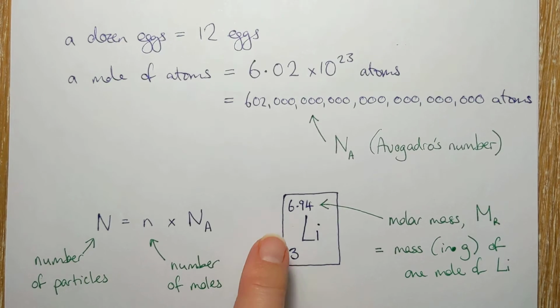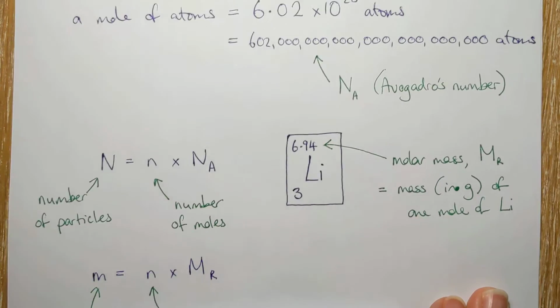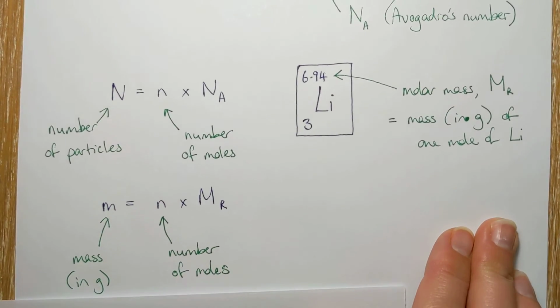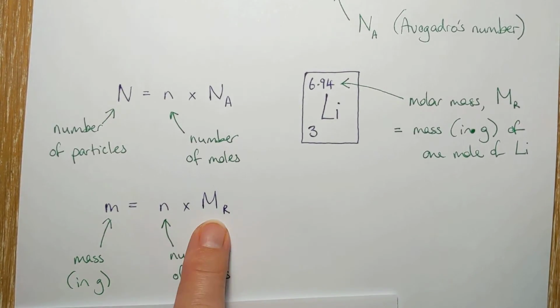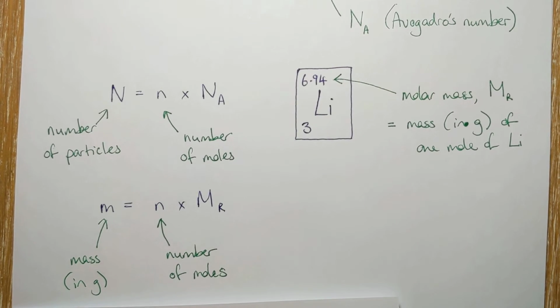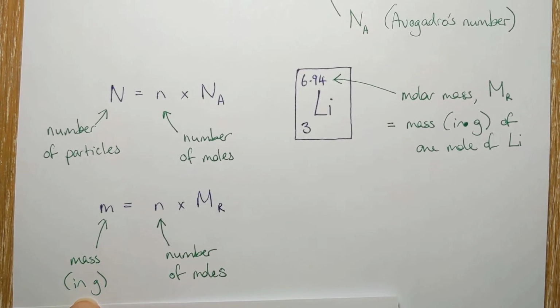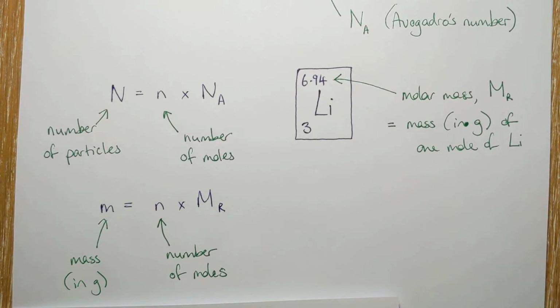So we're saying that 1 mole of lithium is 6.94 grams. So 2 moles of lithium will be 2 times 6.94 grams, and so n moles will be n times 6.94 grams for lithium. And in general, the mass of substance, if I've got like a piece of lithium, the mass of that will be the number of moles in the piece times the molar mass.